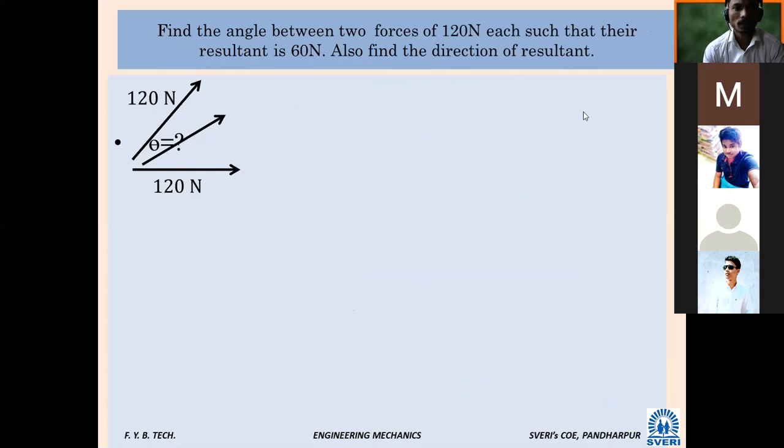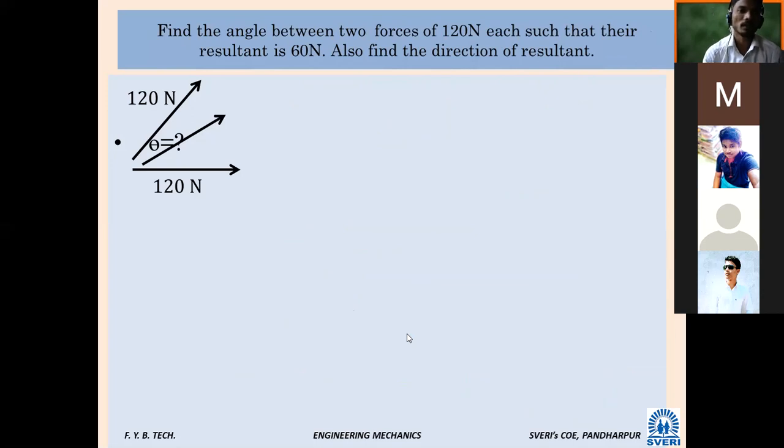What is asked? Just check. Find the angle between two forces of magnitude 120 Newton each, such that their resultant is 60 Newton. Also find the direction of the resultant. What is given here?